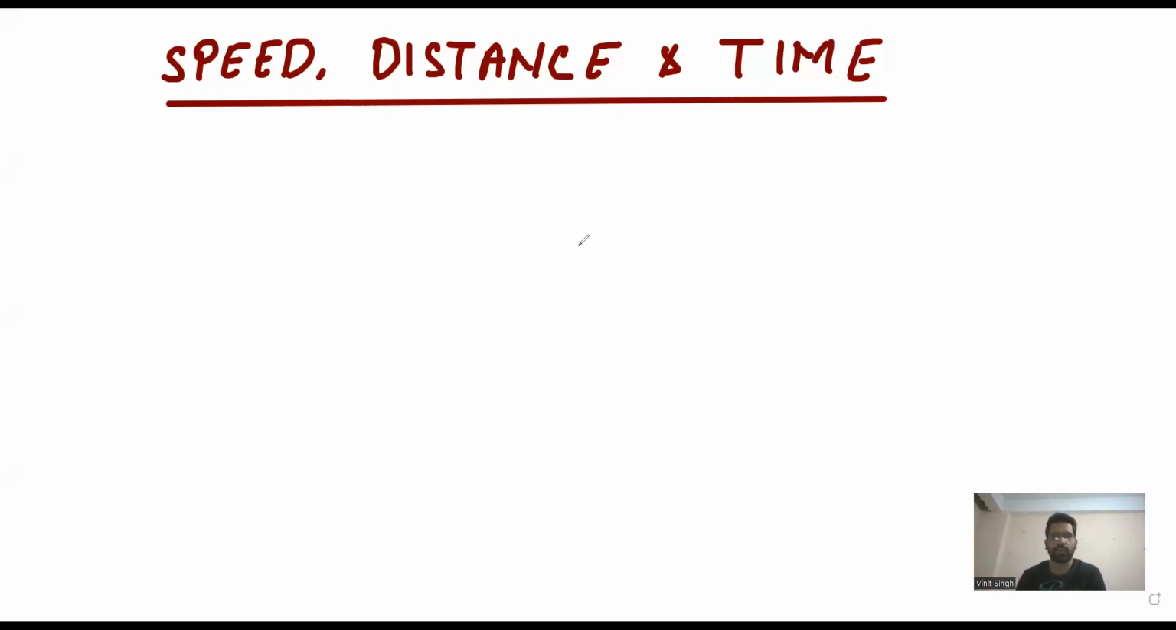The speed, distance, time questions are based on one formula, and the formula is distance is equal to speed into time. So it is only a simple formula: distance is equal to speed into time.